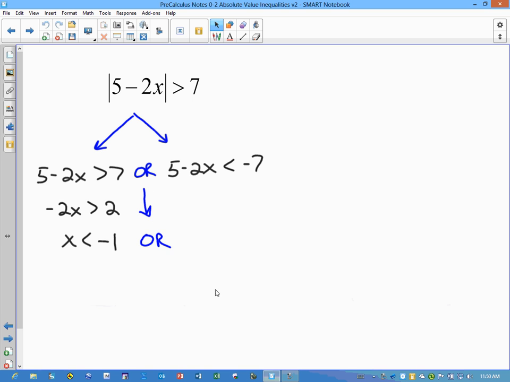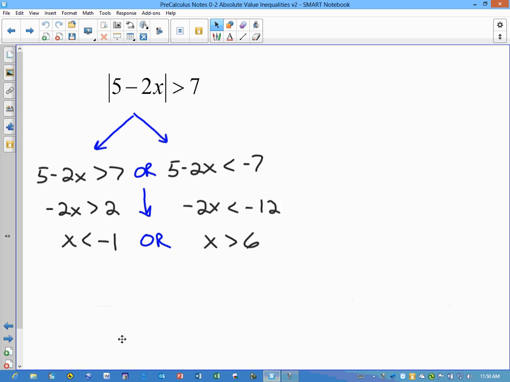And then, of course, we bring down the "or." That doesn't change. And for the other case, again, we subtract 5 from both sides, which gives us this line. We once again are dividing both sides by a negative. Whenever you multiply or divide by a negative, you reverse the inequality. Adding or subtracting does not change it. So we divide through by negative 2, and we get x is greater than 6.